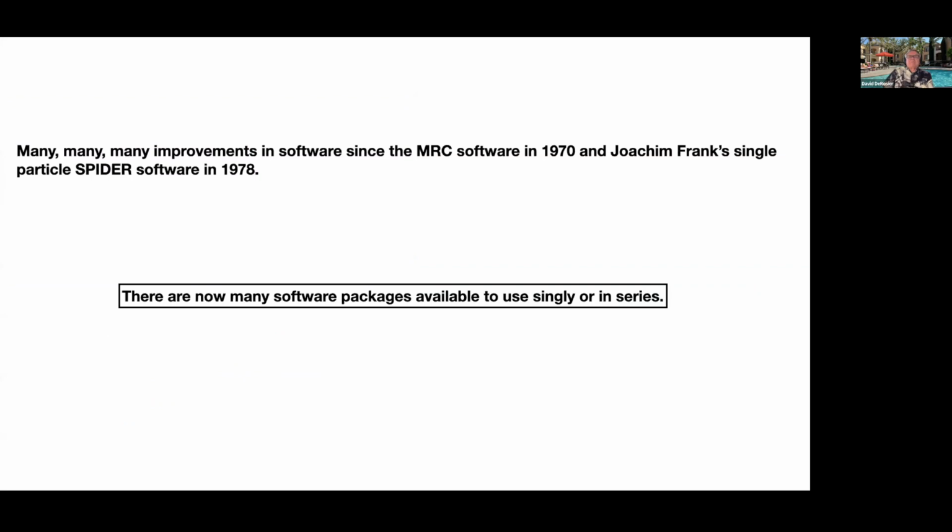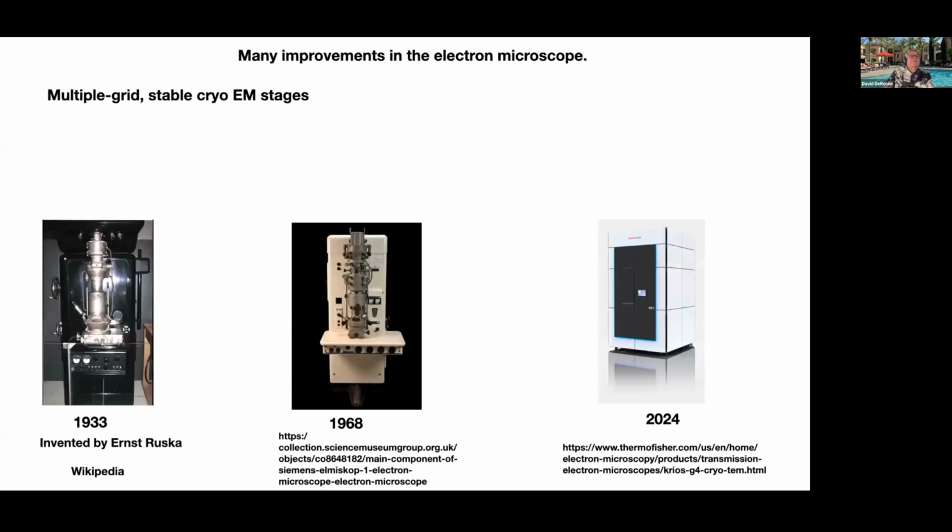And there have been many improvements in software since the MRC software package in 1970 and Joachim Frank's single particle SPIDER software. There are many packages. I'm not going to detail them. You'll probably hear about some of them and may use many of them singly or in series in your work. There have also been improvements to the electron microscope.